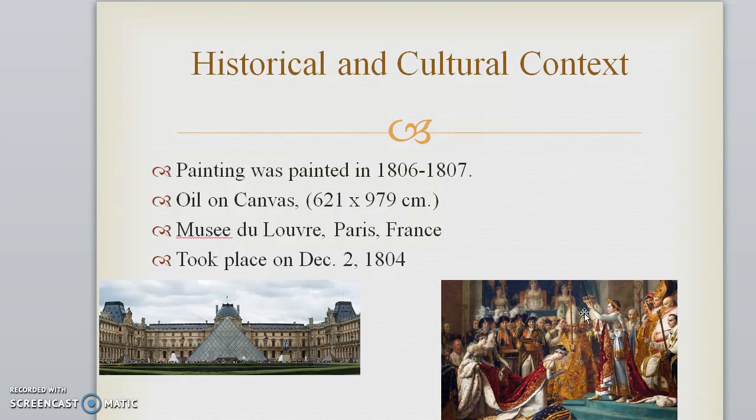For the historical and cultural content of this oil on the canvas, the coronation first took place on December 2nd of 1804, when Napoleon decided to crown himself, and the painting was painted two to three years later, in 1806. The size of the oil on the canvas was 621 times 979 centimeters, and the coronation took place in Paris, France.